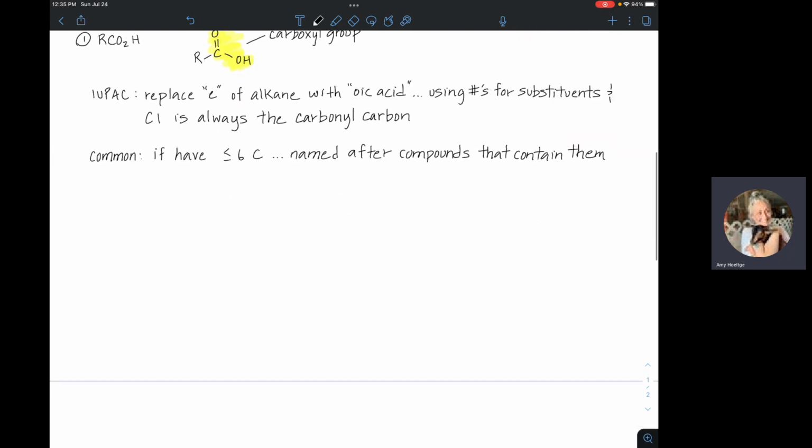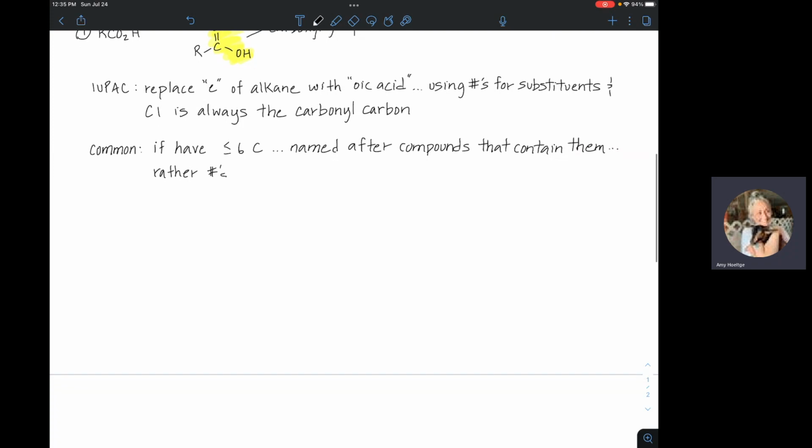Instead of numbers, so you can have substituents on a carboxylic acid in common nomenclature. And so rather than using numbers, we use Greek letters to indicate position of the substituent.